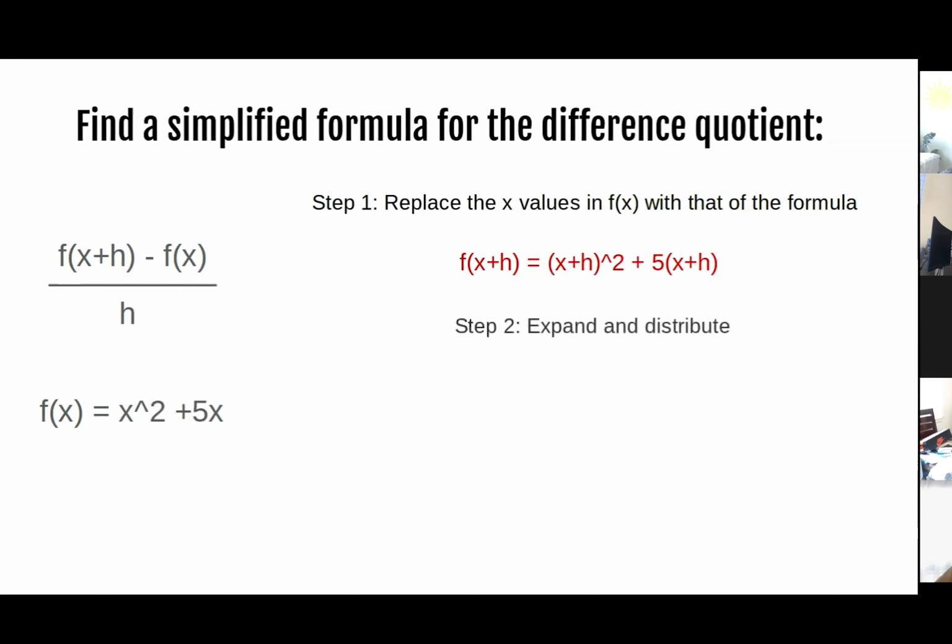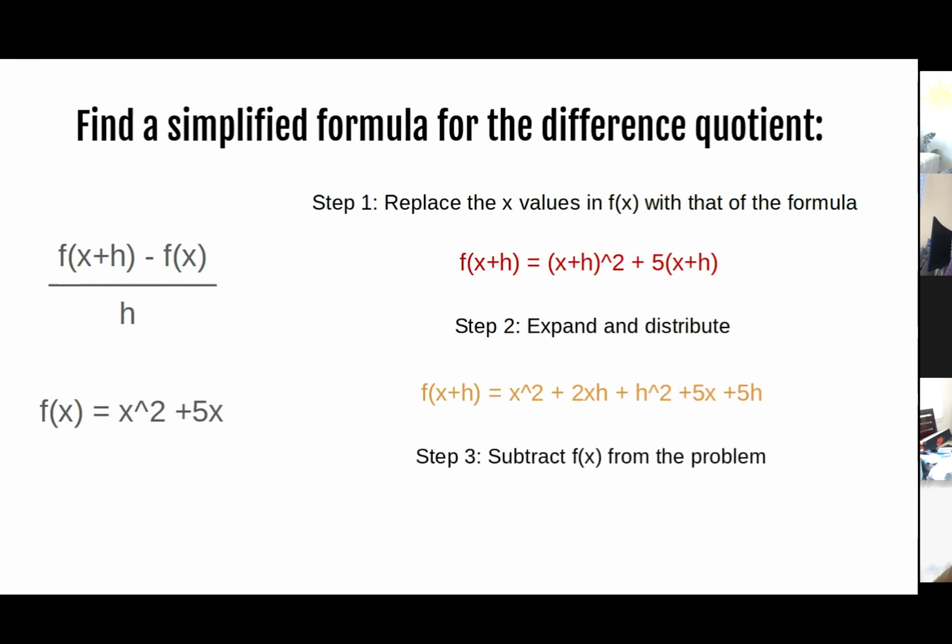So the second step is to expand and distribute that part, because right now it's not simplified. So you just need to expand it and simplify it. I got x to the second power plus 2xh plus h to the second power plus 5x plus 5h. So that's the whole thing just simplified out.